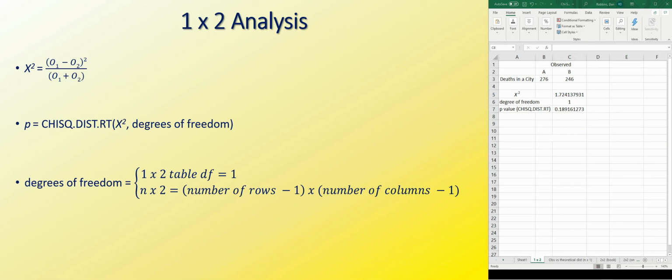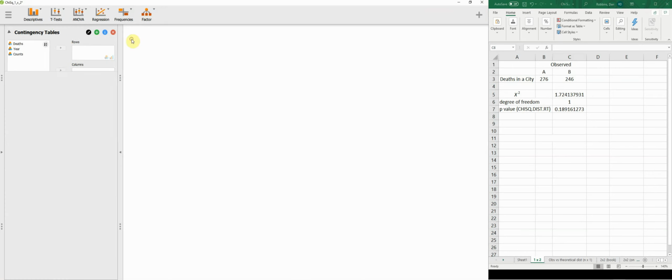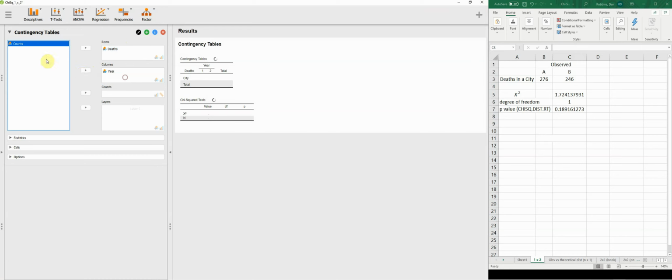Let's have a look at how this compares if we complete the analysis in JASP. I've already put the data in, so you can see we have a city, year 1 and year 2, and 276 and 246 deaths. I'm going to use our contingency tables, and we'll put our deaths in as rows, our year in as columns, and our counts as our counts. And you can see the chi-squared value is 1.724, which matches what we got in Excel, and the p-value is 0.189, which again matches what we've got in Excel.